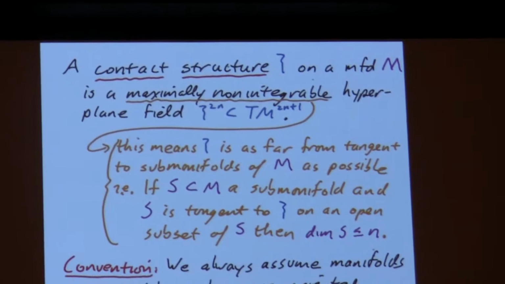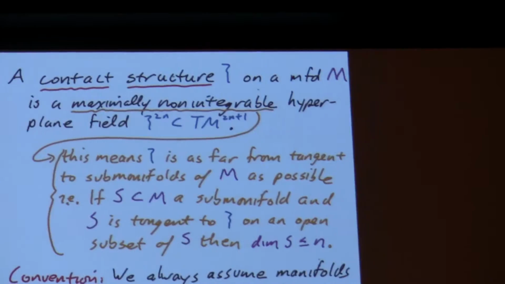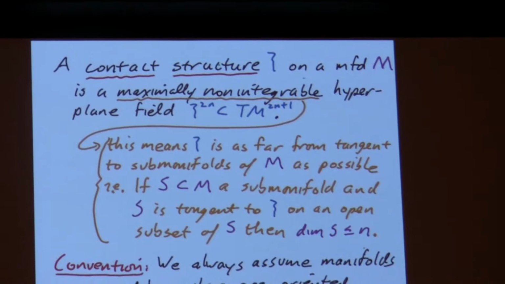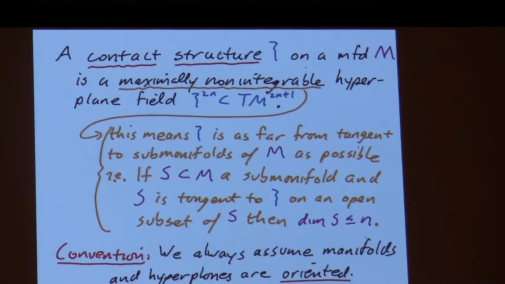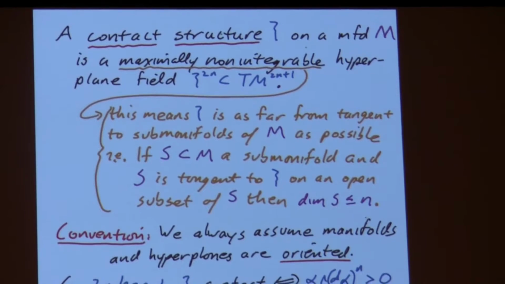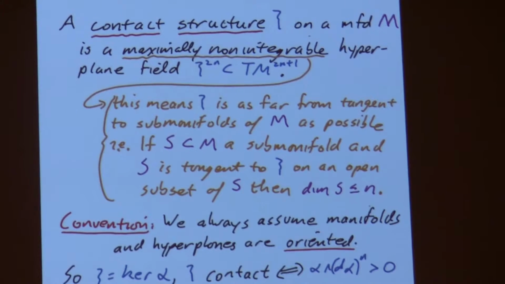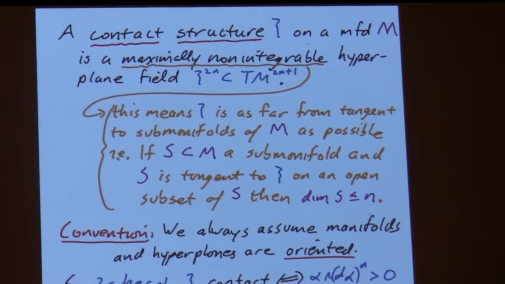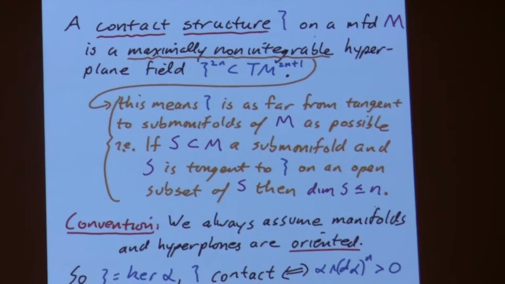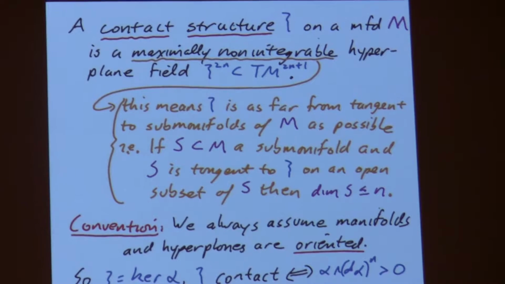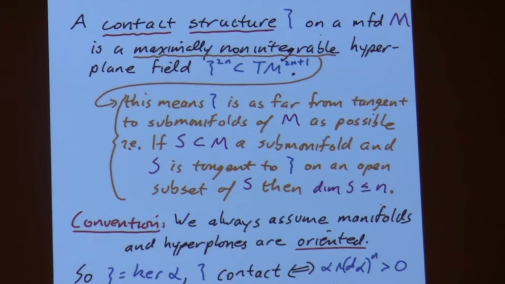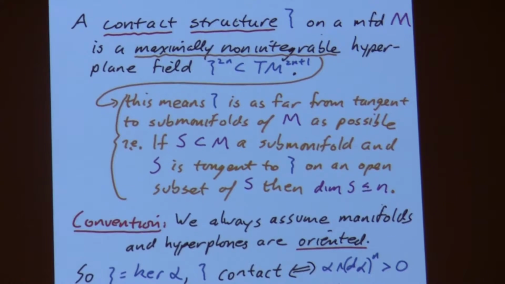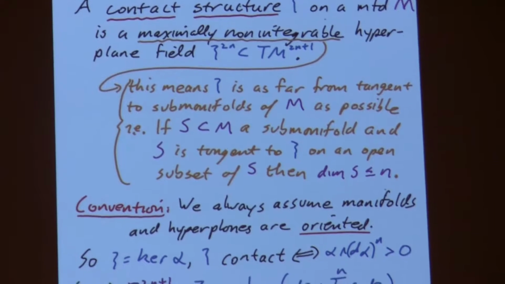Maximally non-integrable: a hyperplane field just means that at every point in the tangent space, you've got a hyperplane. Everybody is very familiar with vector fields. On a manifold, at every point, you've picked out a tangent vector, and as you move from point to point, that vector might change in some smooth fashion. A hyperplane field is very similar. At every point, I pick out a hyperplane, and as you move from point to point, that hyperplane can change.